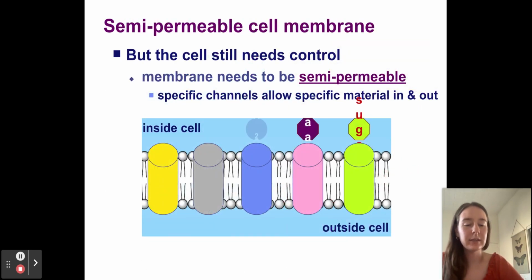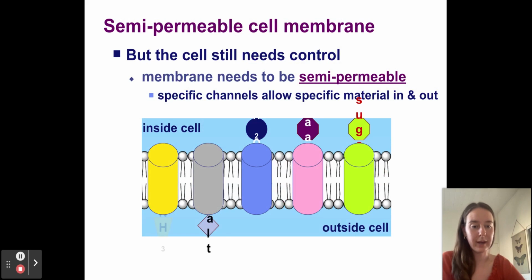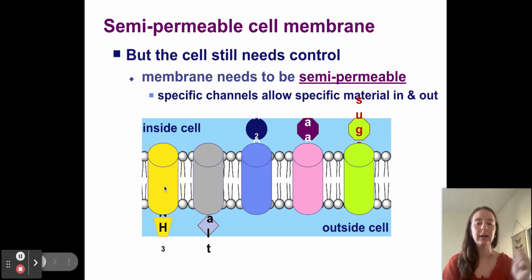So the cell does need to control what can get in and out. It's not like all hydrophilic molecules or all larger molecules can get in and out of these channels. These channels are very specific. Each channel has a specific molecule that can diffuse in or out. For example, there's a special sugar channel, a special amino acid channel, a water channel, a salt channel, an ammonia channel that allows things to get in and out.